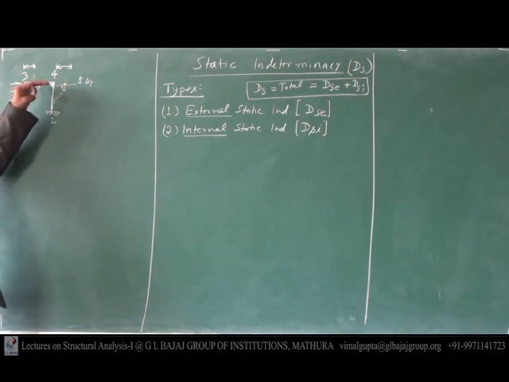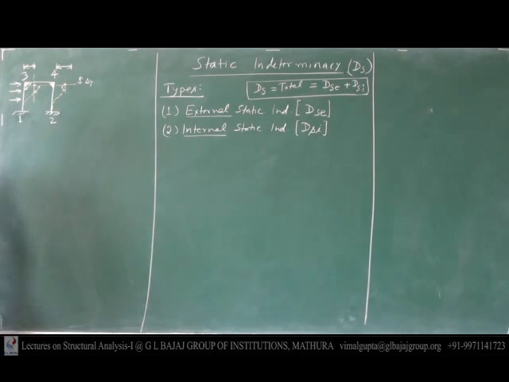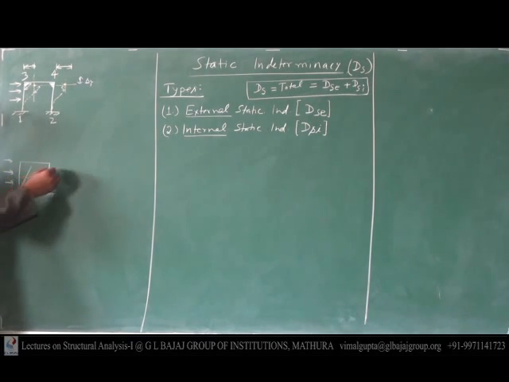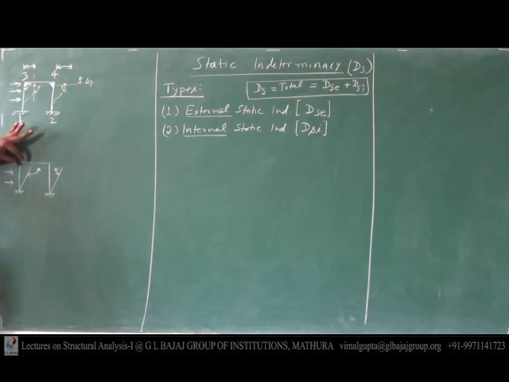But if joints 3 and 4 are pin type of joints, meaning joint 3 is not rigid, then with application of this load, that structure may have this shape, and this angle may have a different value. Prior to load it was 90, but after application of load it is not 90 degrees, it is more than 90 degrees.